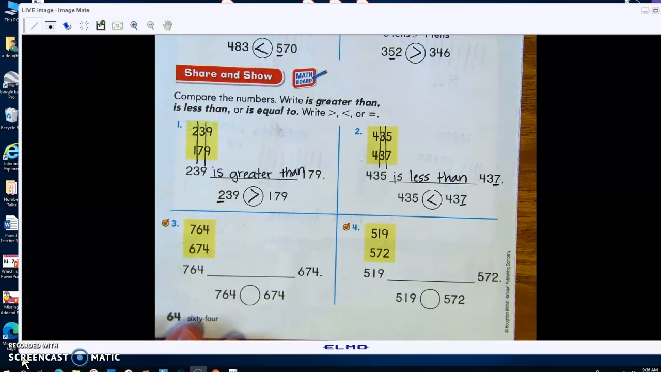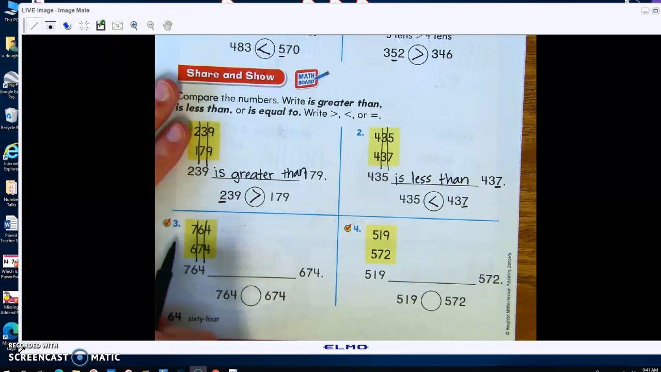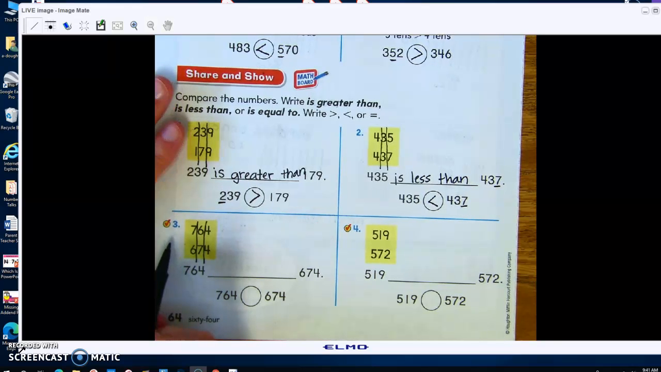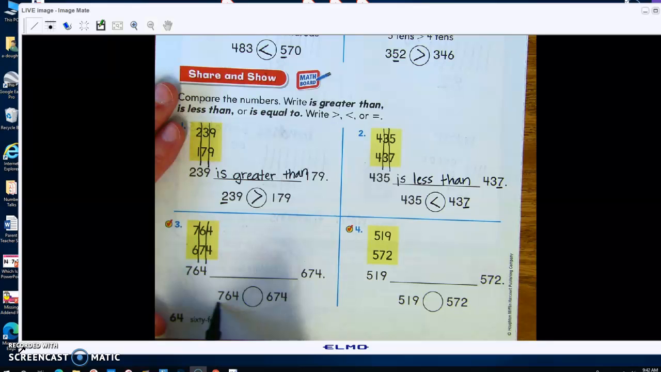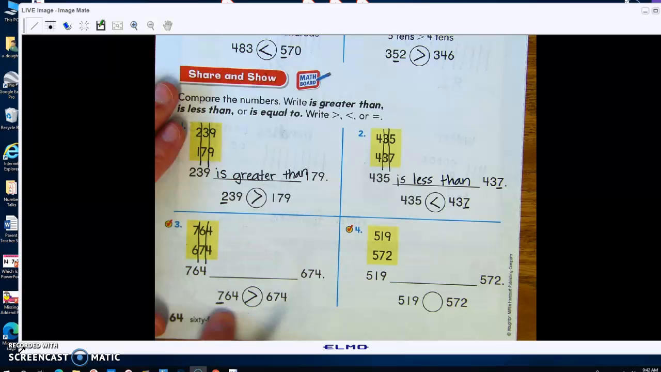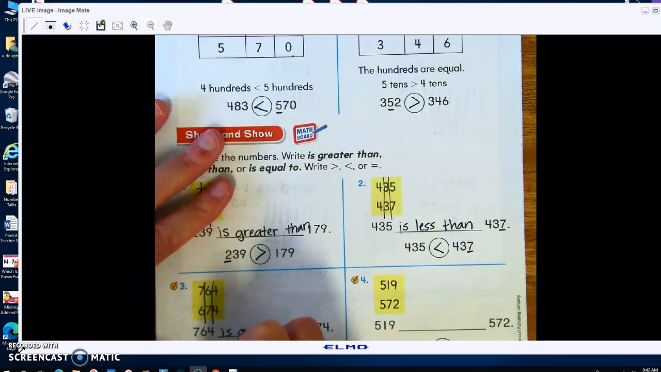Okay, I want you to do 3 and 4 by yourself. All right, let's check our work. So on number 3, we look at the hundreds first every time. Always look at the hundreds, or the tens if it's a 2-digit number. 7 and 6, is that the same? No, 7 is bigger. So the one that has the 7 in the hundred spot is bigger. I'm pointing to the first number, or I'm eating the first number. So that means is greater than. So 764 is greater than.